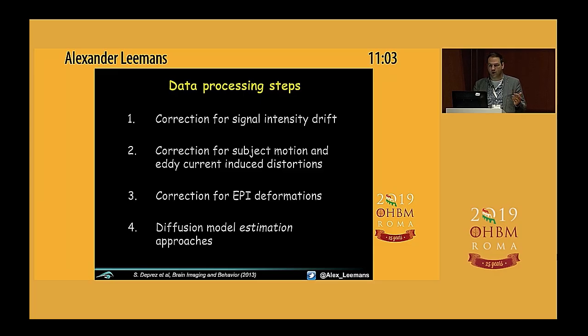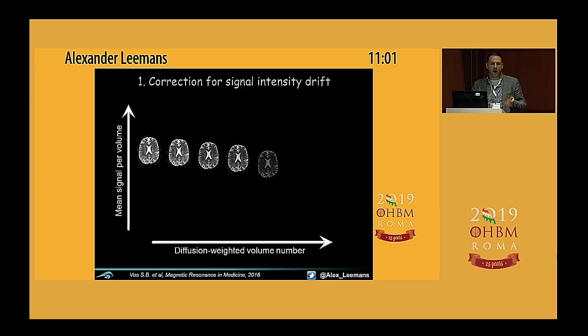People didn't notice why, because when you acquire data, typically you acquire in the beginning maybe 1 or 2 non-diffusion weighted images, and then a bunch of diffusion weighted images which had different orientations, meaning different contrasts, so you could not really spot the drift in the data.